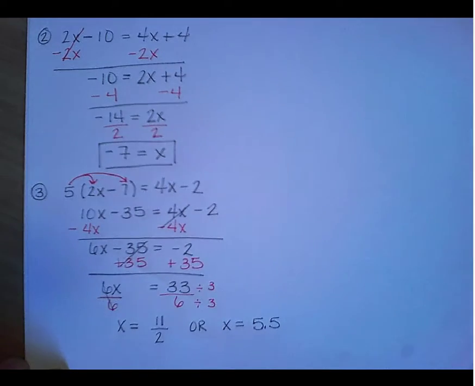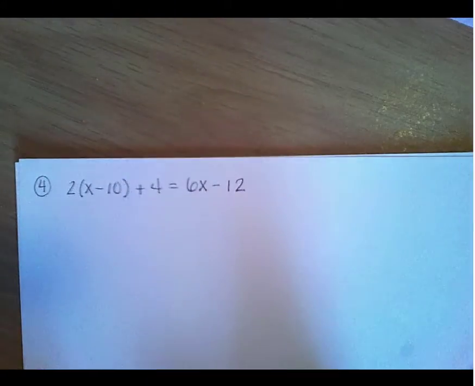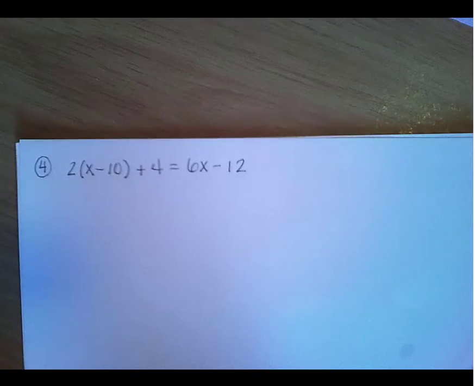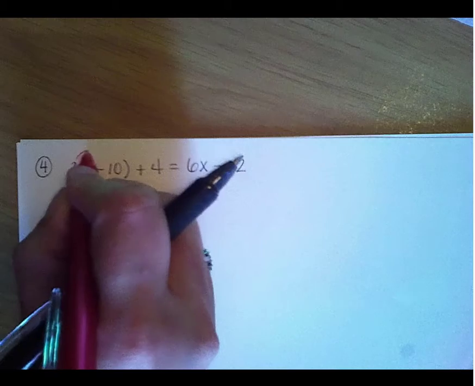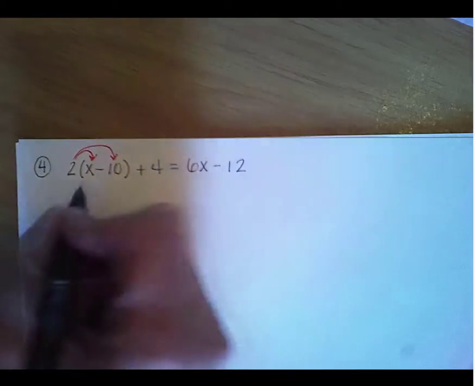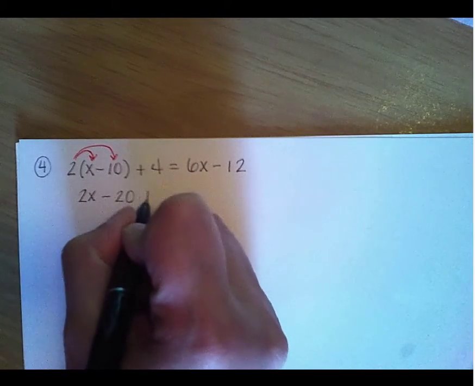Okay? So for our fourth and final problem for solving equations, our example here is 2 times x minus 10 plus 4 equals 6x minus 12. Let me say that one more time. 2 times x minus 10 plus 4 equals 6x minus 12. And again, the first thing we want to do is distribute that 2 to the x and the negative 10. And that is going to give us 2x minus 20. And we're just going to bring our plus 4 down.